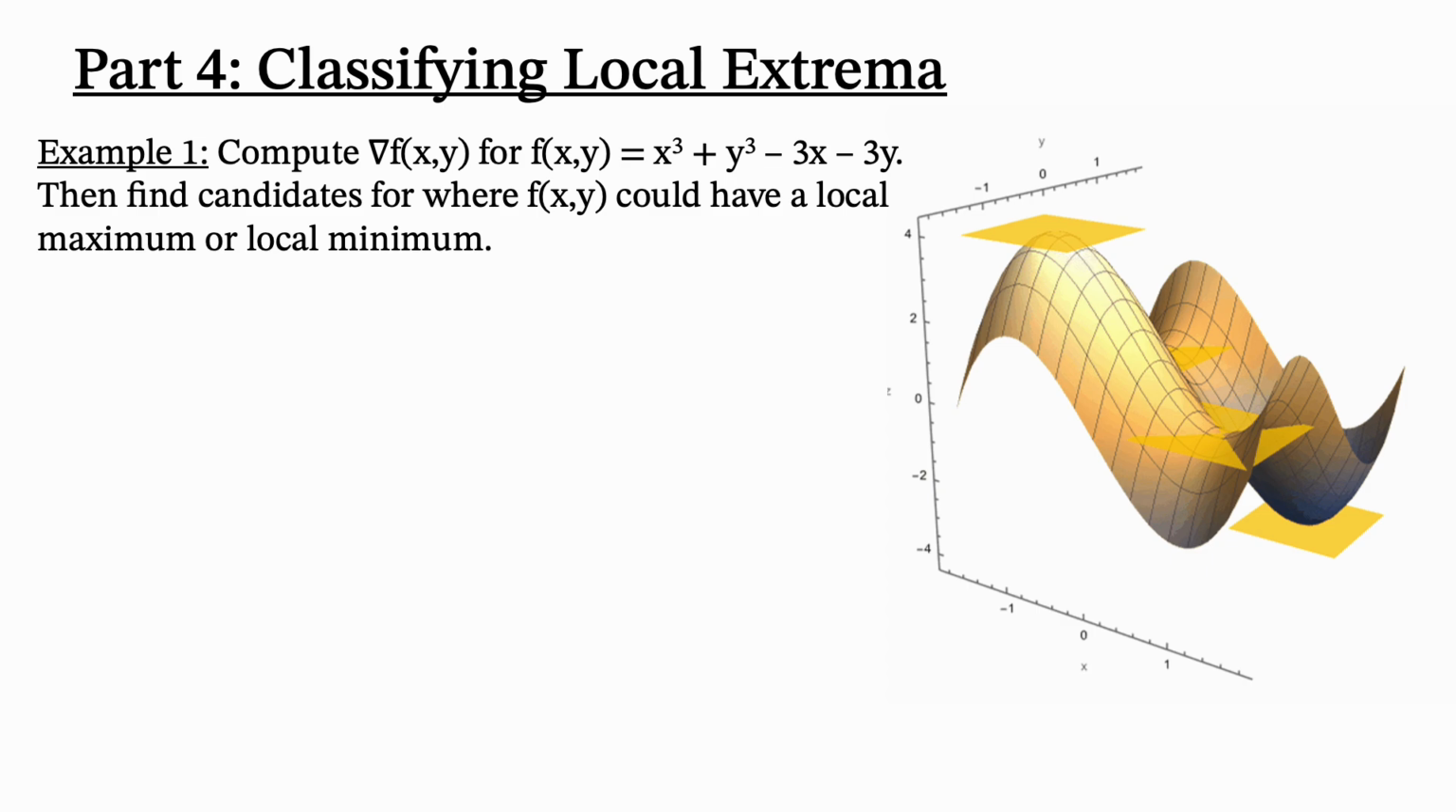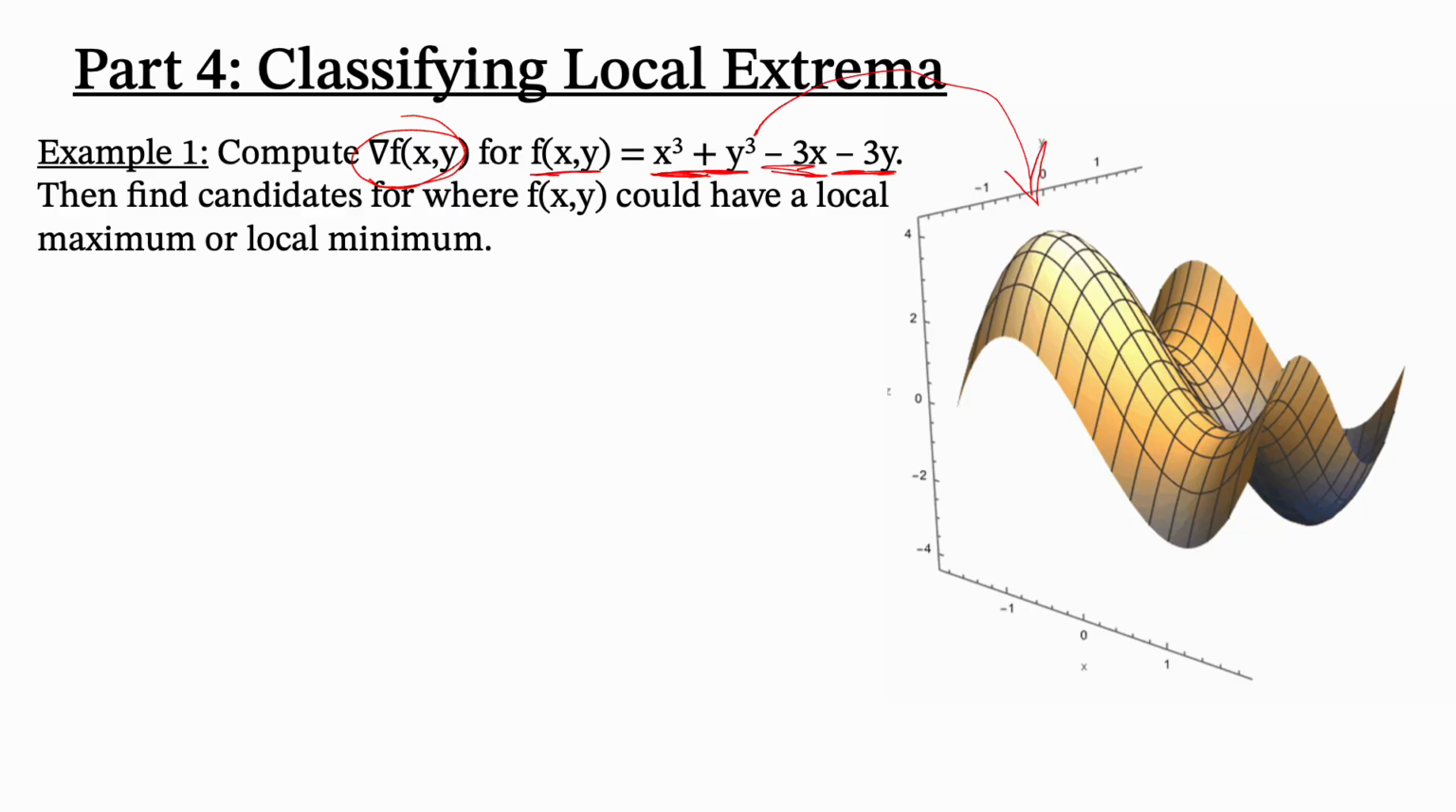So we're going to do our first example here. First, we're going to compute the gradient vector for an equation for a surface that's given right here. f of x,y is equal to x cubed plus y cubed minus 3x minus 3y. That's plotted right here. And the problem says to find candidates for where f of x,y could have a local maximum or a local minimum.